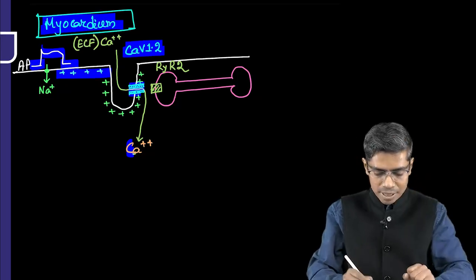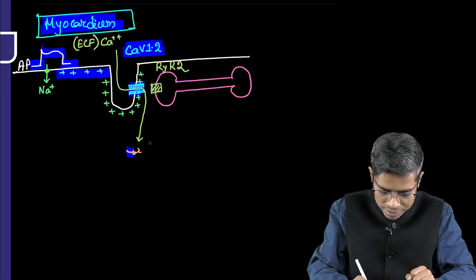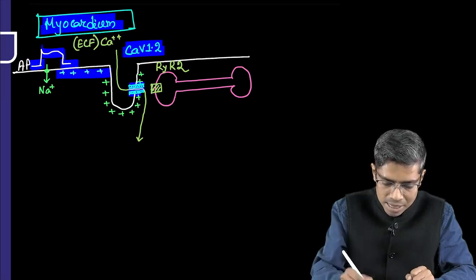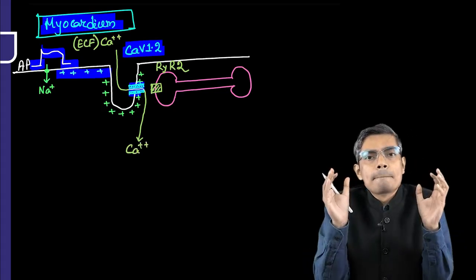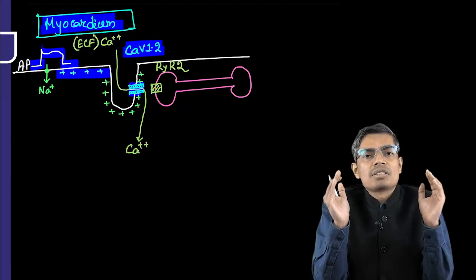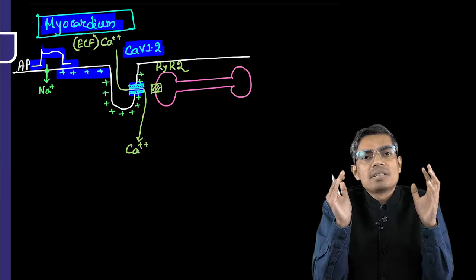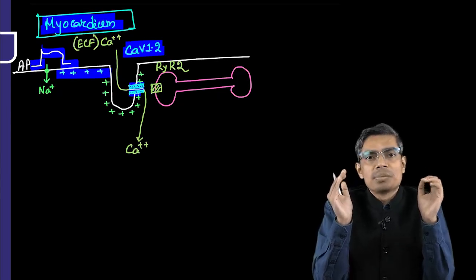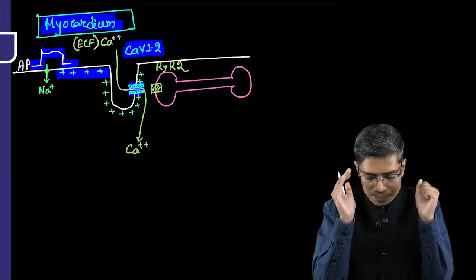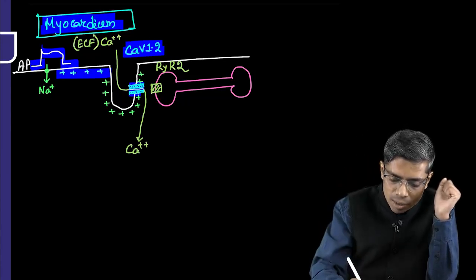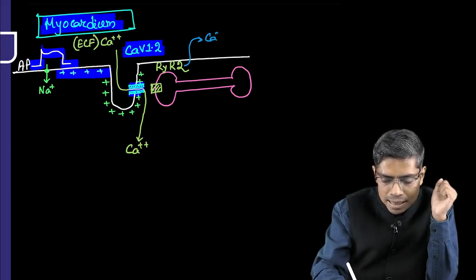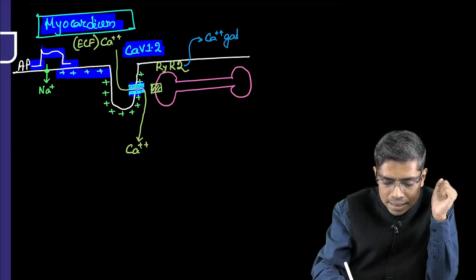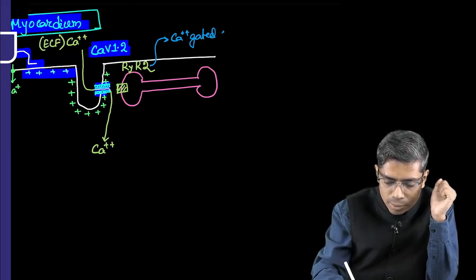But note down, this calcium which we are discussing here, which has entered from extracellular fluid, the amount of this calcium is very small. So it is not going to cause full contraction of the myocardium. You require the cisternal calcium, you require the sarcoplasmic reticulum calcium. So what you are going to do? Remember that this RYR type 2 channel in case of myocardium is a calcium gated calcium channel.